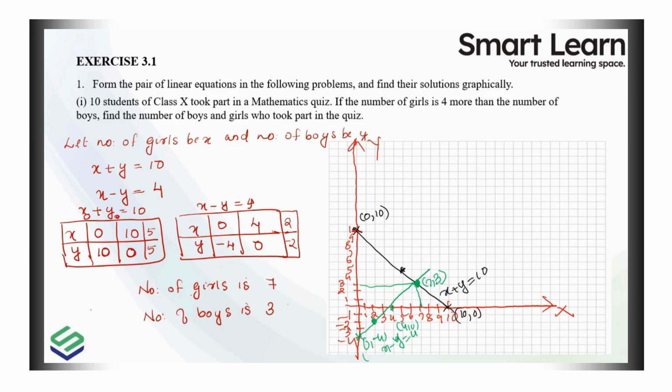When x is 3, what will be y? That you can write in the third column. So 7, 3, and in the paper you should write, in the graph you should write, the solution is 7, 3. So here x is 7, so the number of girls is 7. The number of boys is the y coordinate, that is 3. I hope this is clear.